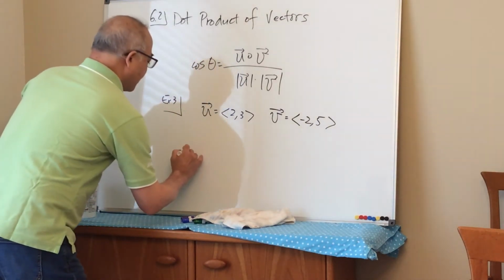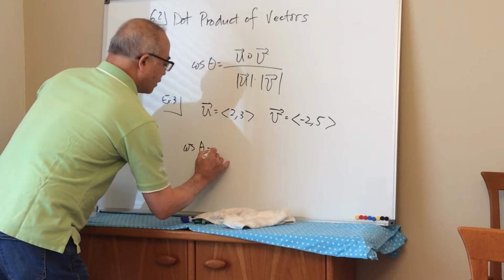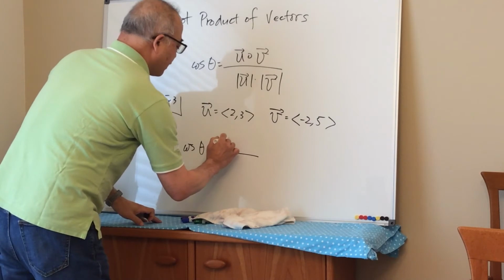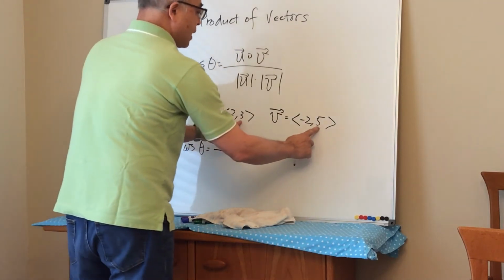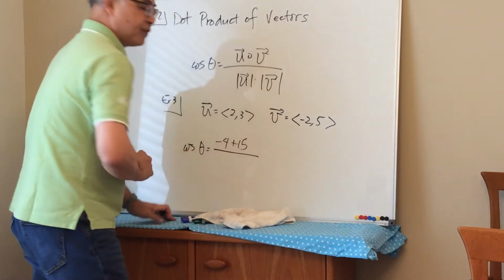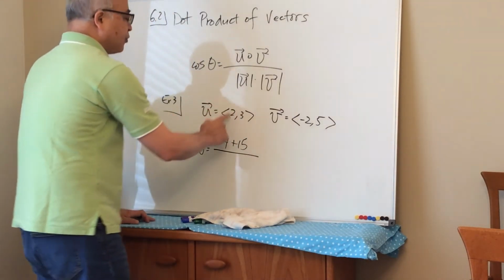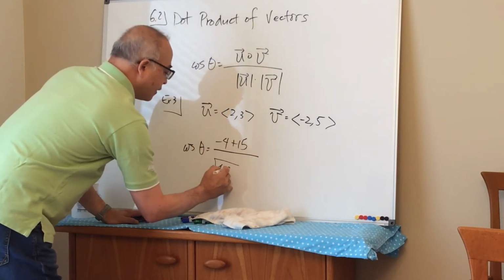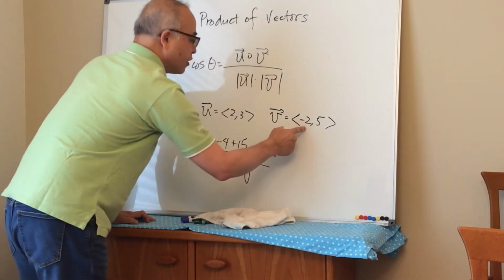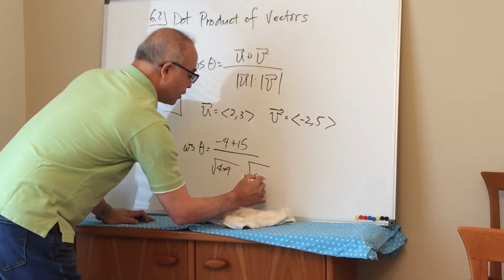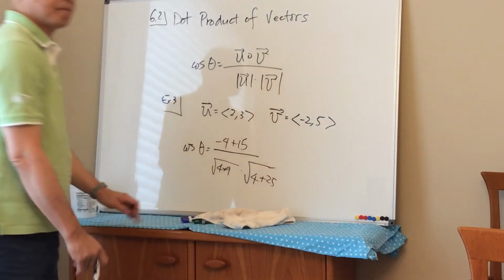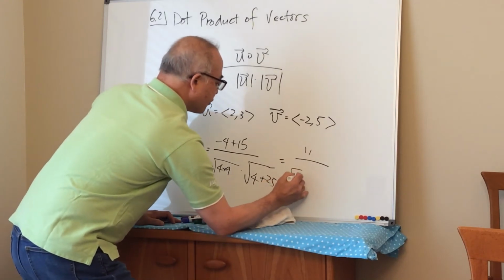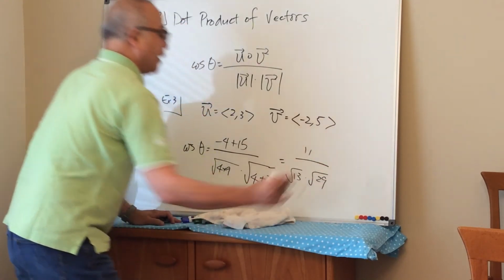So the cosine theta is going to be the dot product, so it's 2 times -2, which is -4, plus 3 times 5, which is 15. Okay? The magnitude here is what? Square root of 4 plus 9 times the square root of 4 plus 25. So I'm going to end up with 11 over square root of 13 times square root of 29.